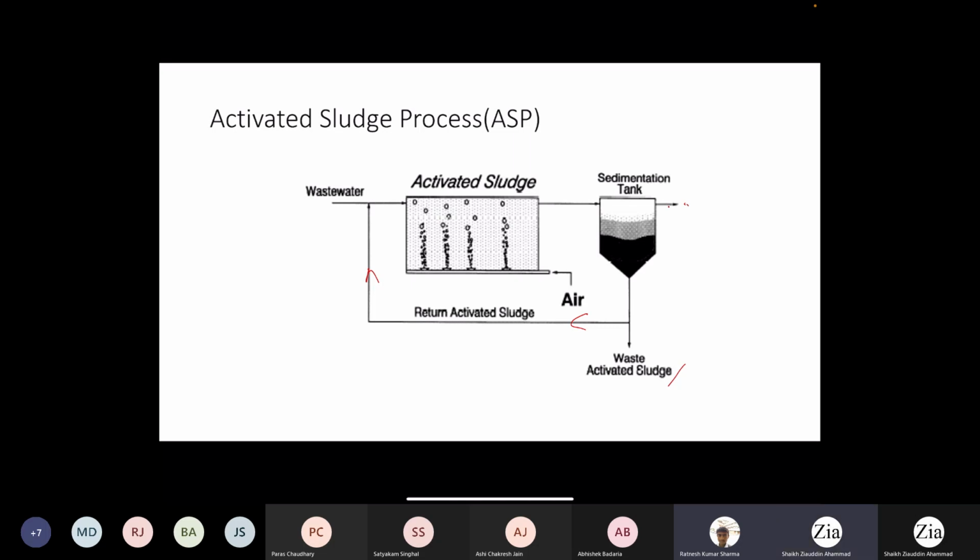So one of the major drawbacks of this particular process is the sludge generation, because you need to use appropriate measures to treat this waste sludge. And also aeration is very expensive. So when you use this kind of system, almost 80% of O&M cost, means operation and maintenance cost, will be contributed by this aeration. So aeration is very expensive for this particular system.